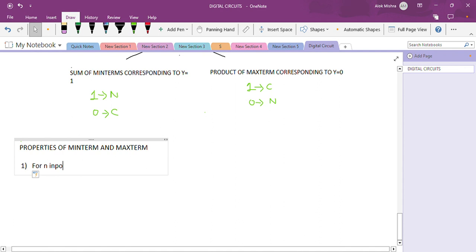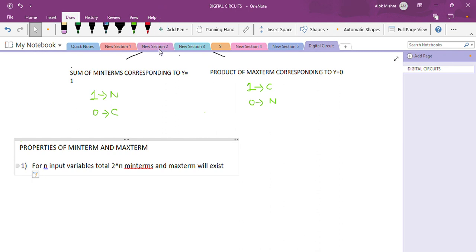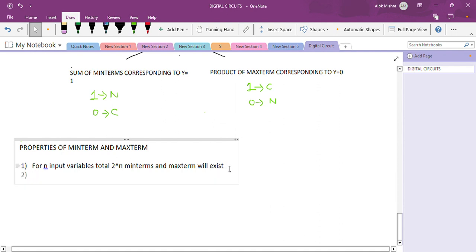First property: for n input variables, a total of 2 to the power n minterms and maxterms are possible, or you can write will exist. Second, minterms and maxterms are complements of each other. Minterm and maxterm are complemented to each other.